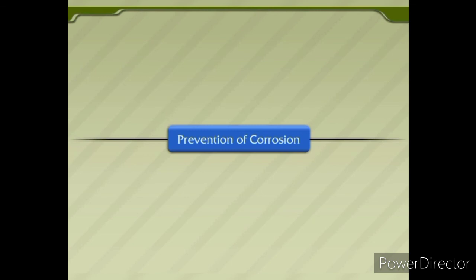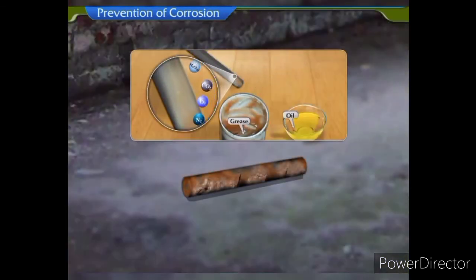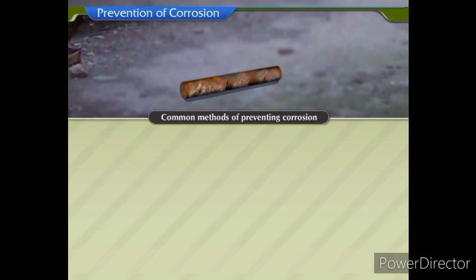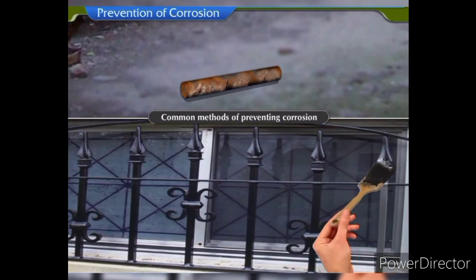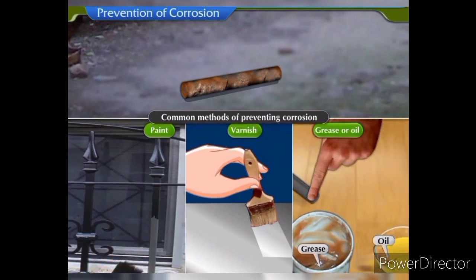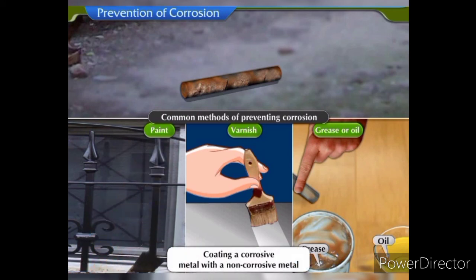Prevention of corrosion. Corrosion can be prevented if the contact between the metal surface and oxygen or moisture is cut off. The most common method of preventing corrosion is to coat the metal surface with paint, varnish, grease or oil. Corrosion of metals can also be prevented by using methods of coating a corrosive metal with a non-corrosive metal.